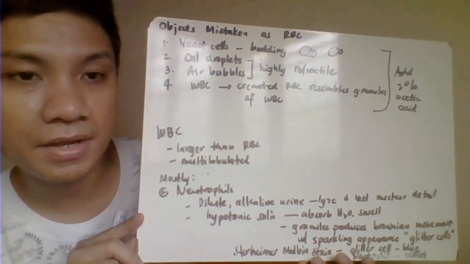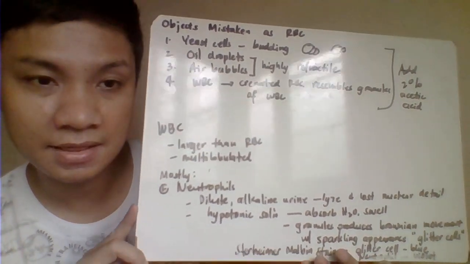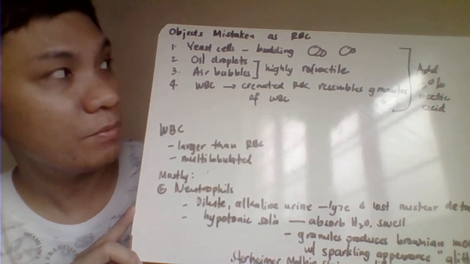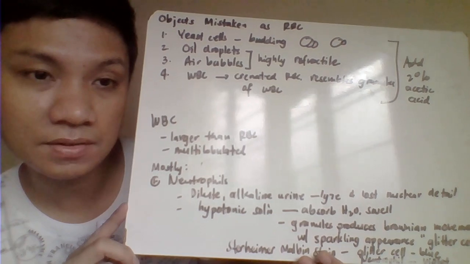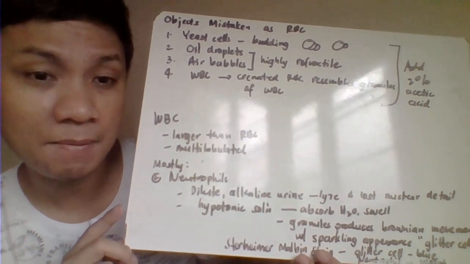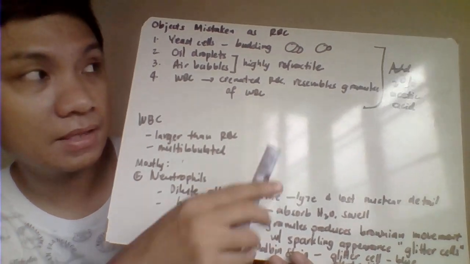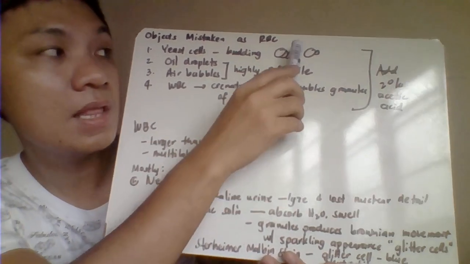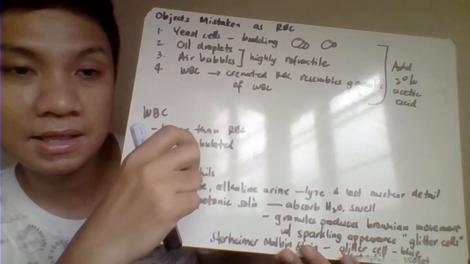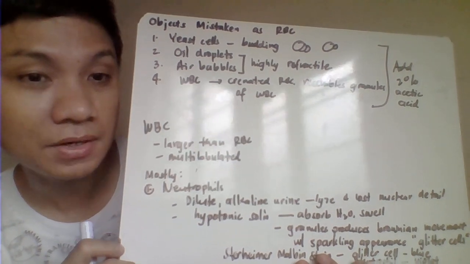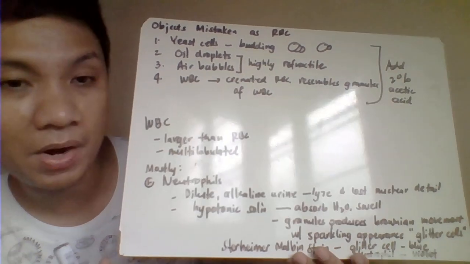Okay, so we have here the objects that are most likely being confused with the RBC. The first one we have here is the yeast cells. Yeast cells are just your fungi, so basically they are spores. They are identified by their ability to form buds. When we say buds, there is a parent cell and daughter cells that are about to detach but are still attached to the mother cell. So you call it the budding process.